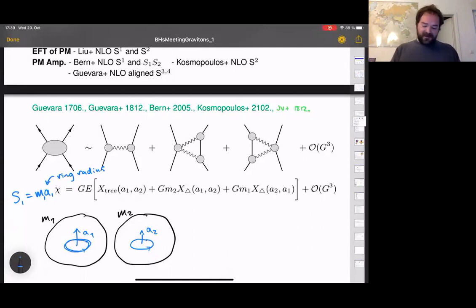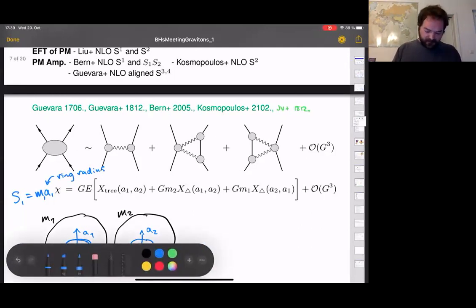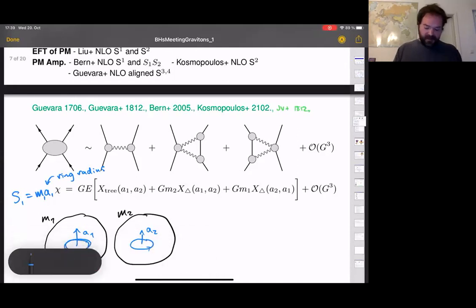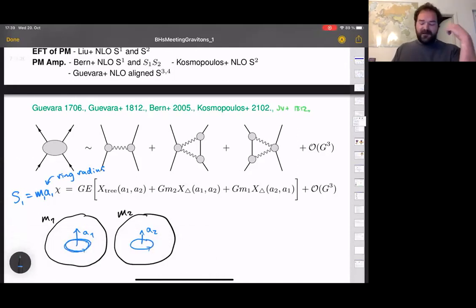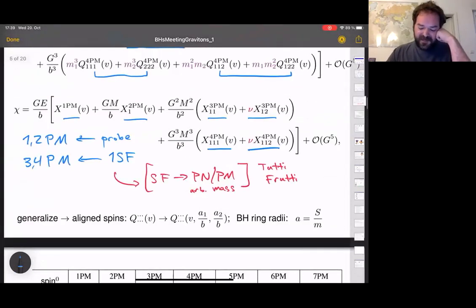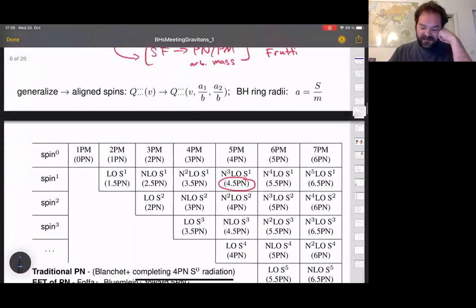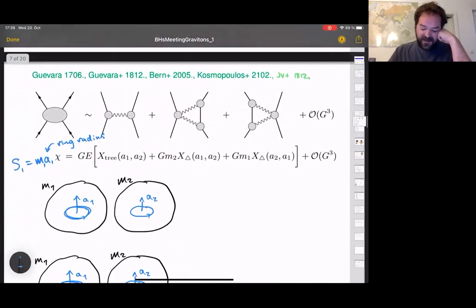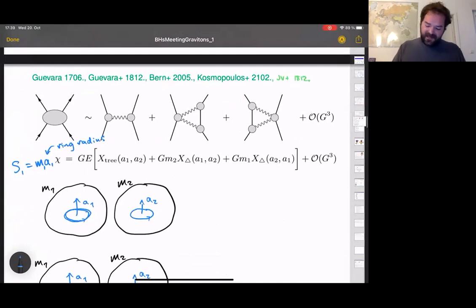And here in the top, I'm showing how, in an amplitudes-based approach to this problem, at least through the second order, this mass scaling that we were talking about up here arises, and also how that generalizes, at least to the case of, I definitely should have written this somewhere, aligned spins.